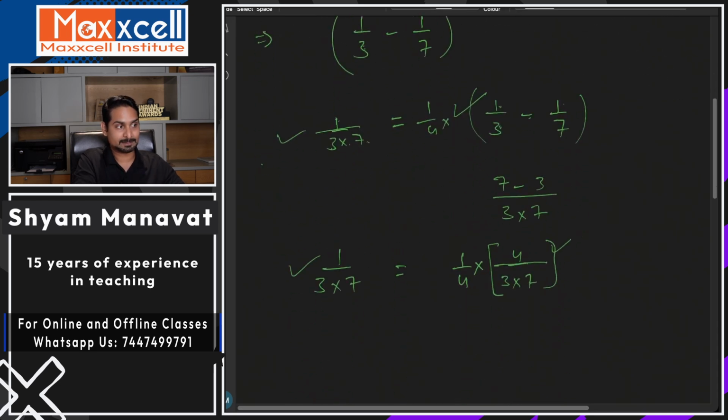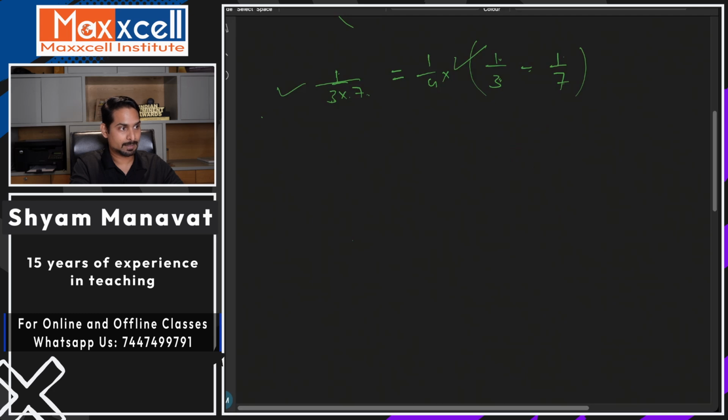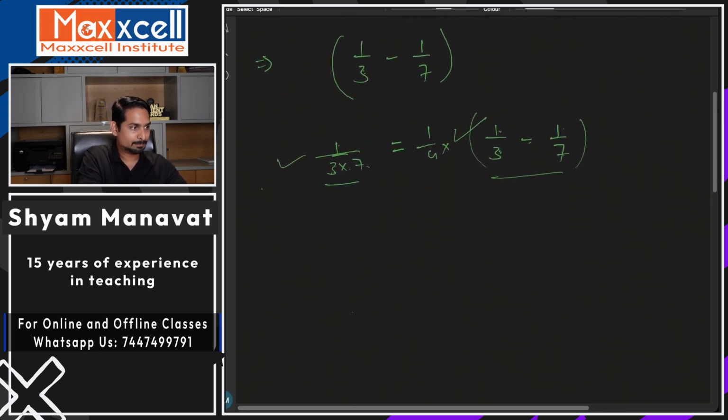So this is partial fraction. The partial fraction of 1 upon 3 into 7 is 1 upon 4 into (1 upon 3 minus 1 upon 7). This was just to make you understand. Okay, let me take one more example for you to understand.